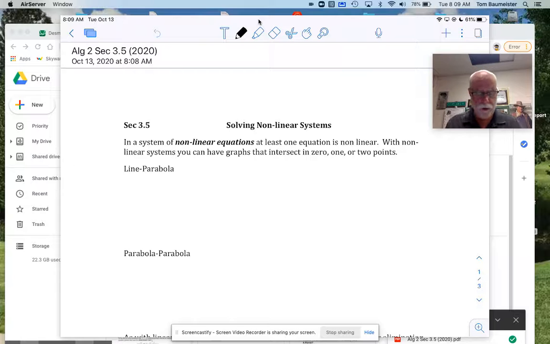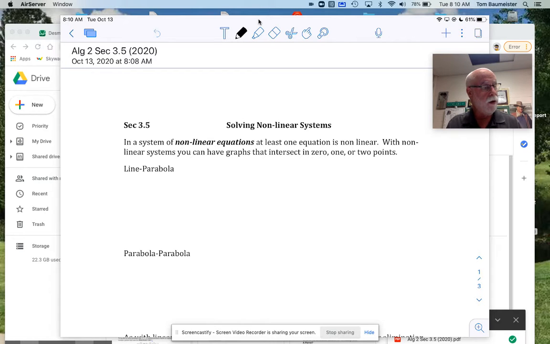Right, section 3.5 talks about nonlinear systems. So in a system of nonlinear equations, at least one equation is nonlinear. With nonlinear systems, you can have graphs that intersect at 0, 1, or 2 points.